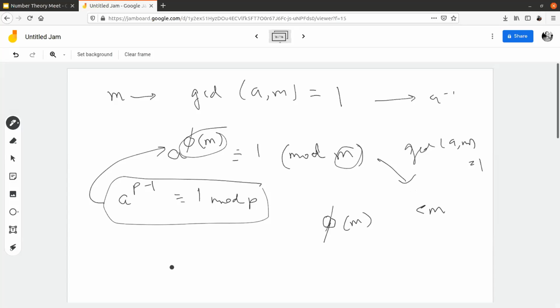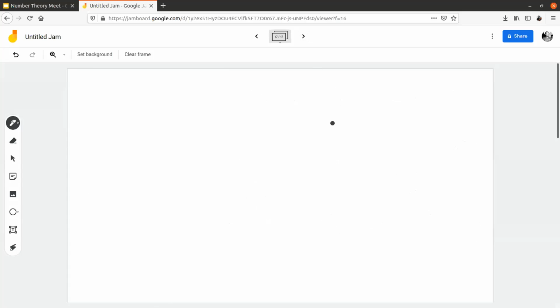So let's think, what if m is equal to a prime number? What do we have in that case? Like, what will be phi of a prime number? So we know that phi is basically the number of co-primes less than this number, right? So any idea what phi of p is?